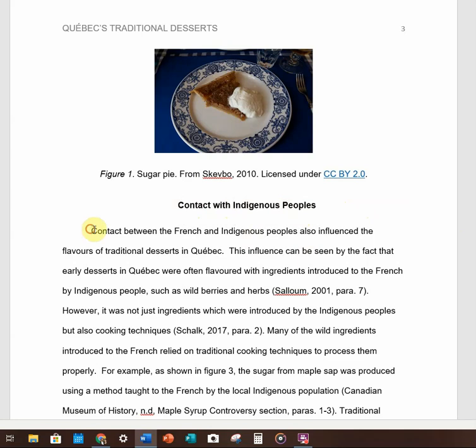Good. Here is the topic sentence for the second body paragraph. Contact between the French and Indigenous peoples also influenced the flavors of traditional desserts in Quebec. So we have the two components that you need in a topic sentence here. We're referring to the main idea, which is the influences on the traditional desserts in Quebec, and we're including the main supporting point. What has been a second influence? A second influence has been the Indigenous peoples who were there when the French arrived. Okay, so these people had an influence on those traditional Quebec desserts.